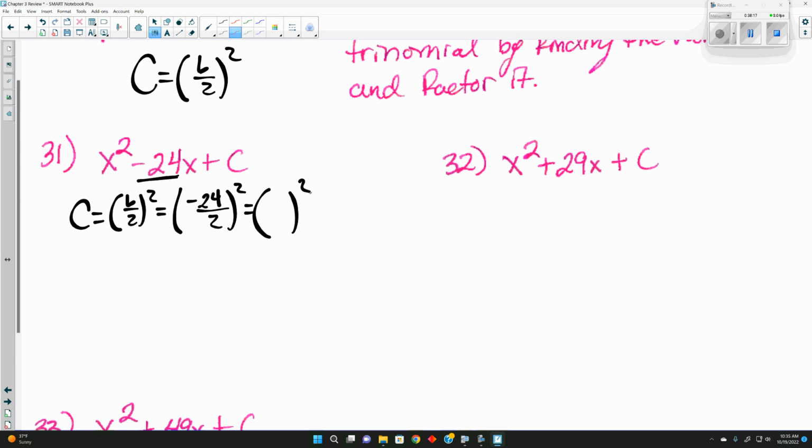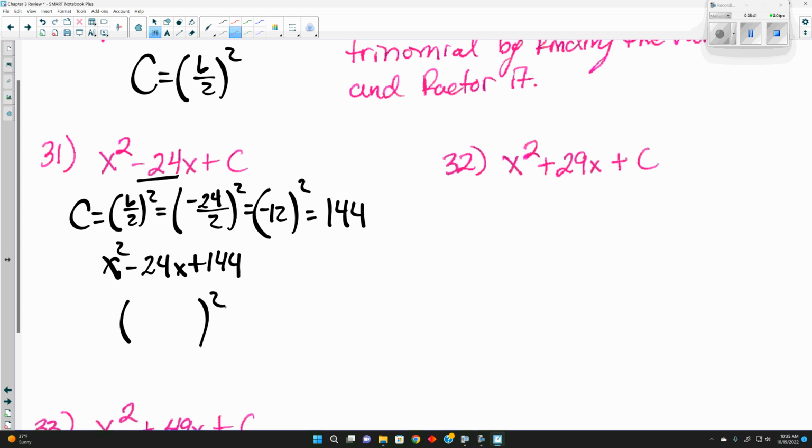Negative 24 over 2 is negative 12. Negative 12 squared is 144. So what's the value of c? 144. We could rewrite it as x squared minus 24x plus 144. But we still need to factor it.